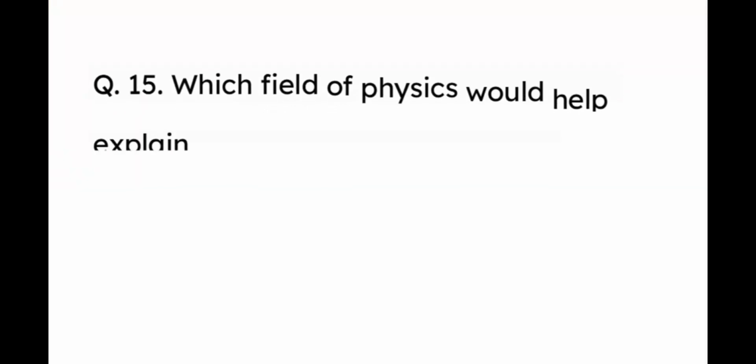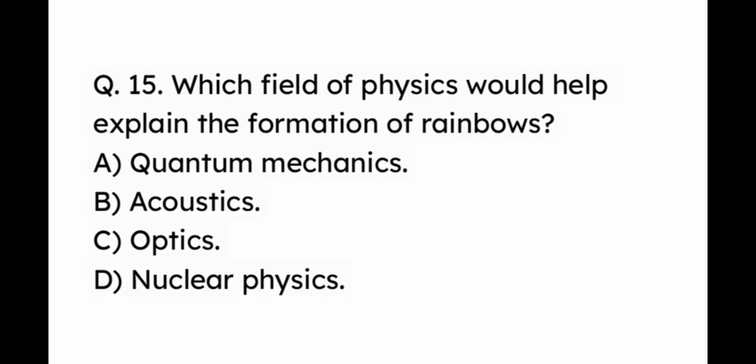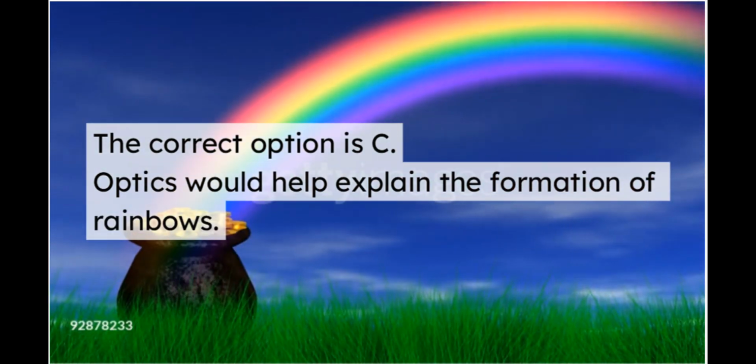Q15. Which field of physics would help explain the formation of rainbows? A. Quantum mechanics. B. Acoustics. C. Optics. D. Nuclear physics. The correct option is C. Optics would help explain the formation of rainbows.